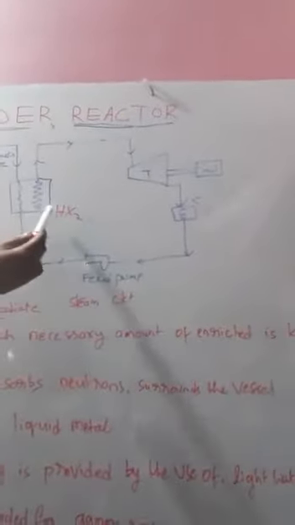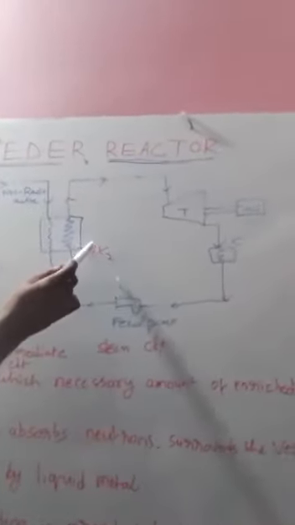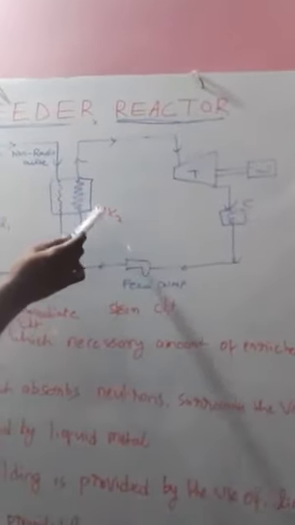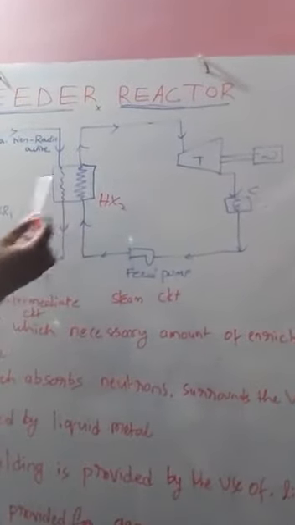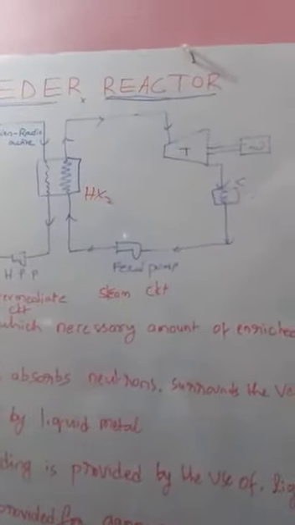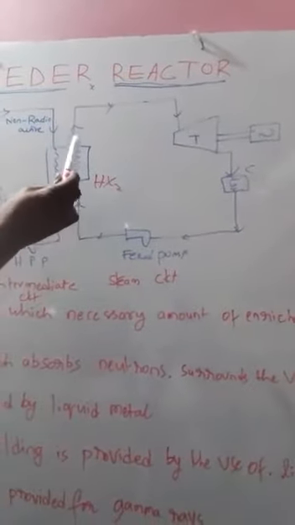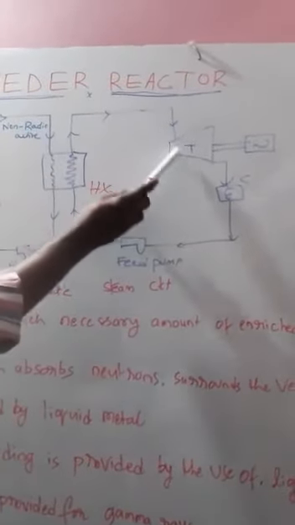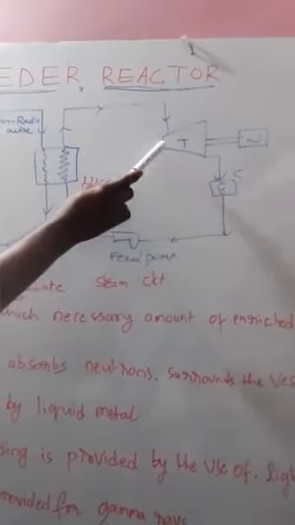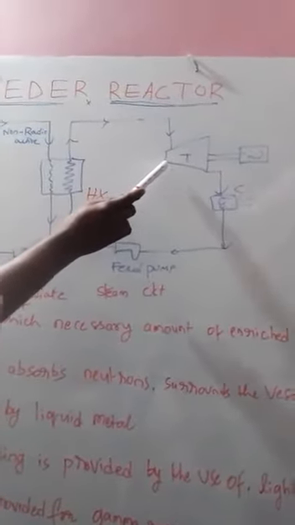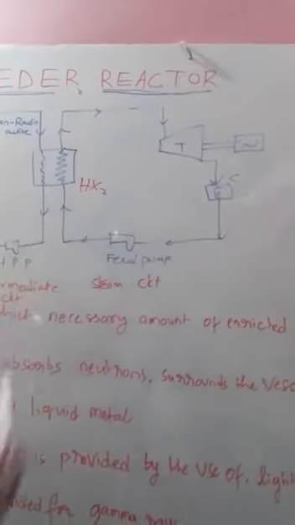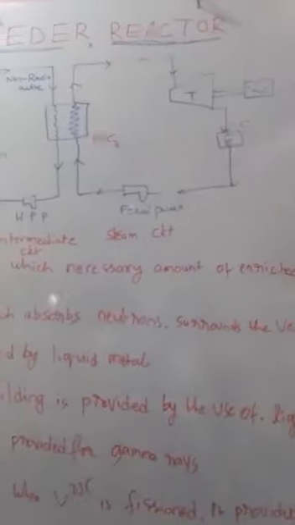Next we come to the steam circuit. After absorbing the heat, the water present in heat exchanger 2, or steam generator or boiler, turns to steam, and this produced steam enters the turbine, and as it expands over the turbine blades, it rotates the turbine. So a certain work done will be produced, and the same will be transferred to the generator shaft.